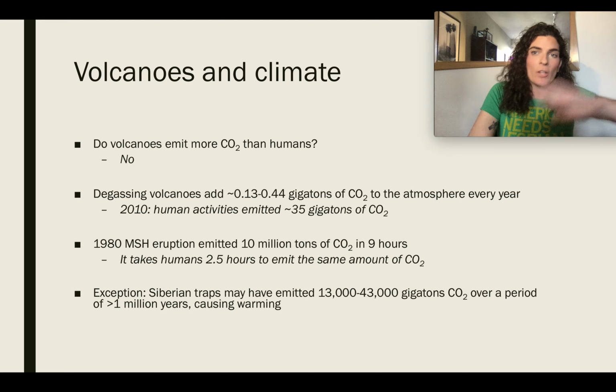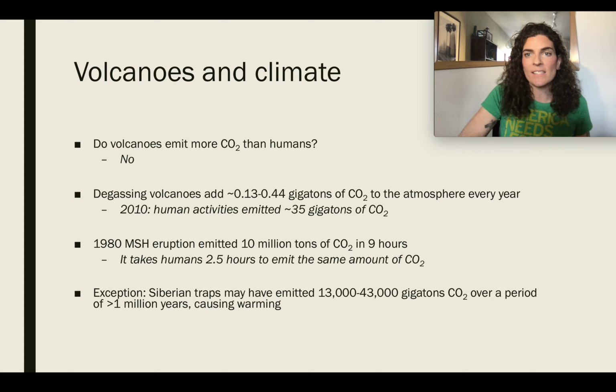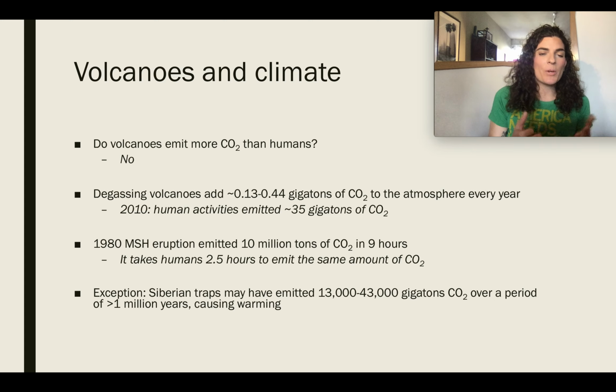There is an exception if we look historically through Earth's past climate. Siberian traps, volcanoes in Siberia, for example, may have emitted between 13,000 and 43,000 gigatons of carbon dioxide over a period of like 1 million years, which caused a very gradual long-term warming. But this is very different than the acute warming we're seeing in the last 100, 150 years.